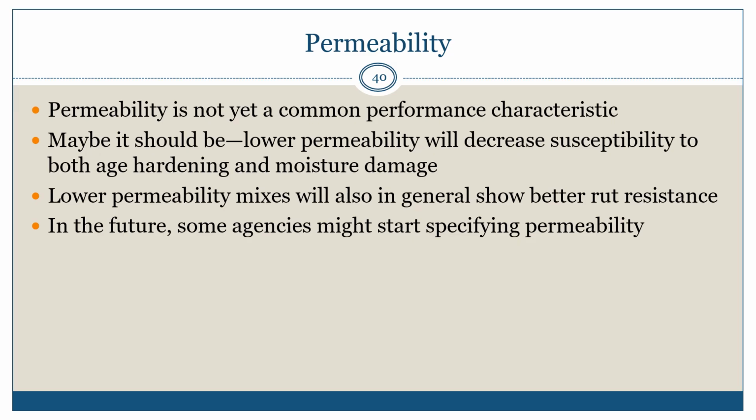The reason it helps with these aspects of performance is that if air and water can't get into your pavement, it minimizes the potential for oxidation and moisture damage. And this is very important in terms of your long-term pavement performance. Lower permeability mixes also tend to show better rut resistance. I think it's possible that in the future some agencies will start specifying permeability, either measured in the laboratory or perhaps estimated from some sort of predictive method.